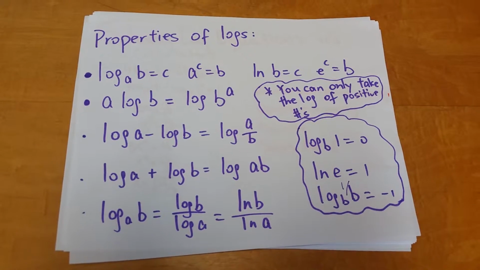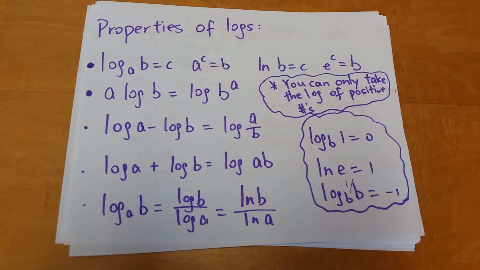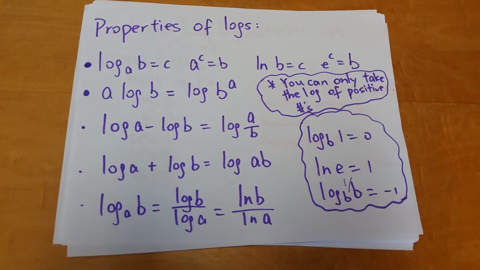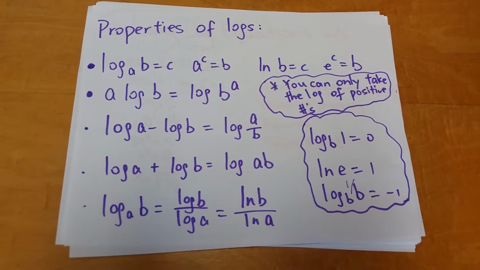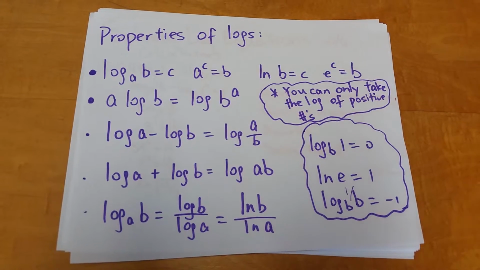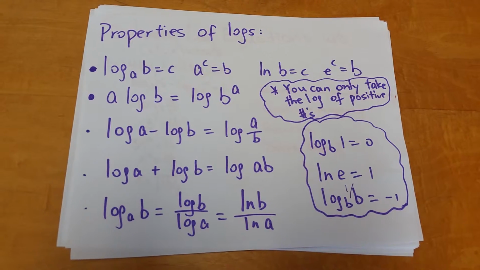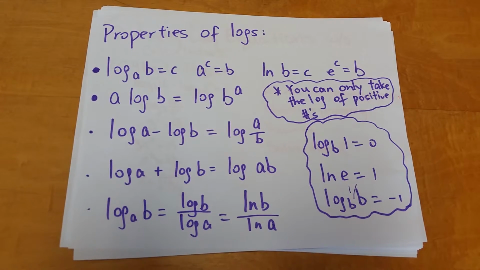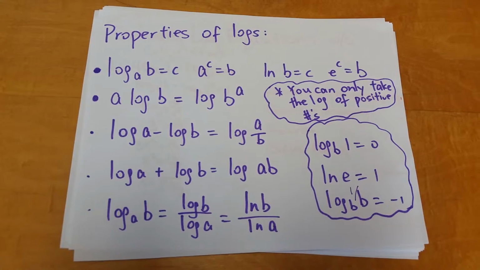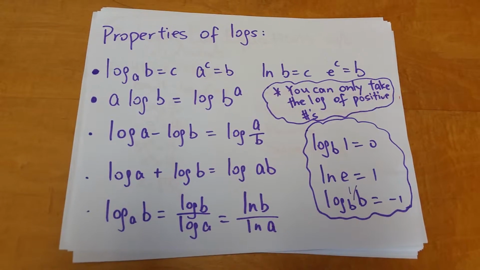Then, when using natural logs, much like the property we saw earlier, we can rewrite the natural log of b equals c as e to the power of c equals b. Now, it's important to remember that we can only take the log of positive numbers. This is because there's no exponent you can raise something to get a negative result. That just doesn't make sense.